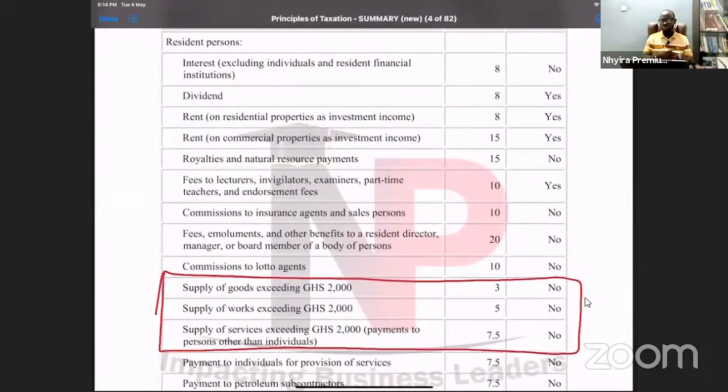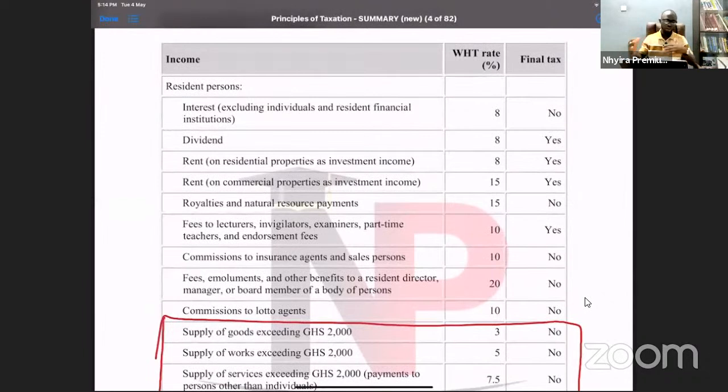The traditional withholding tax has to do with supply of goods and services exceeding 2,000, supply of works, supply of services, and there are 3%, 5%, and 7.5% withholding taxes respectively. These are withholding tax on accounts. There are rent withholding taxes on residential and commercial properties, and dividends at 8%, subject to the person owning less than 25% of the company. If the person owns more than 25% of the company, then the dividend tax will not be charged. However, if it is a mining company, then that ownership issue does not apply. So that is the traditional withholding tax.